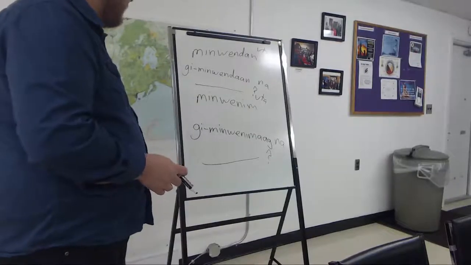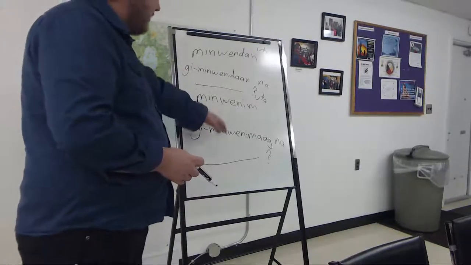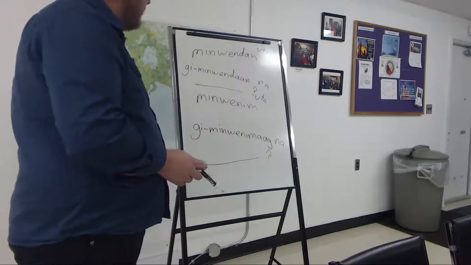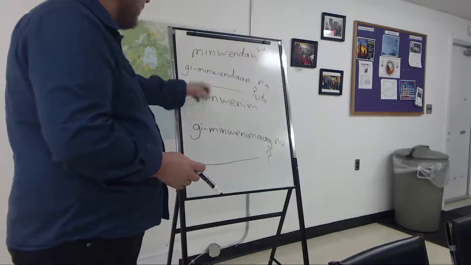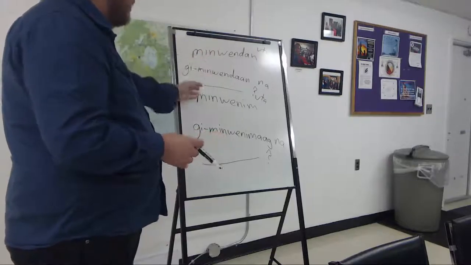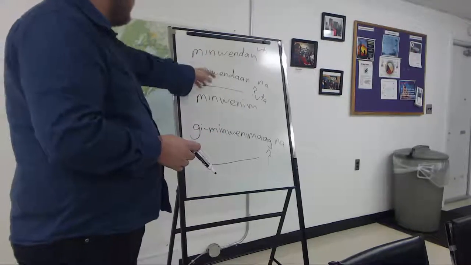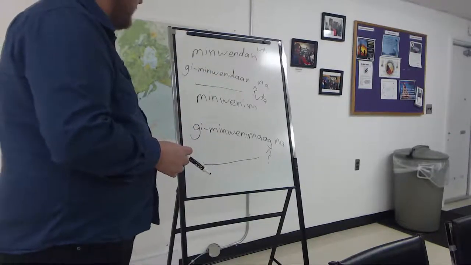So that's what, with the VTI you're interacting with something inanimate, and then with the VTA you're interacting with something or someone that's animate. It's just knowing the noun that you're using, whether it's animate or inanimate. If you don't know that a potato is conjugated as animate, you might accidentally use the wrong one.